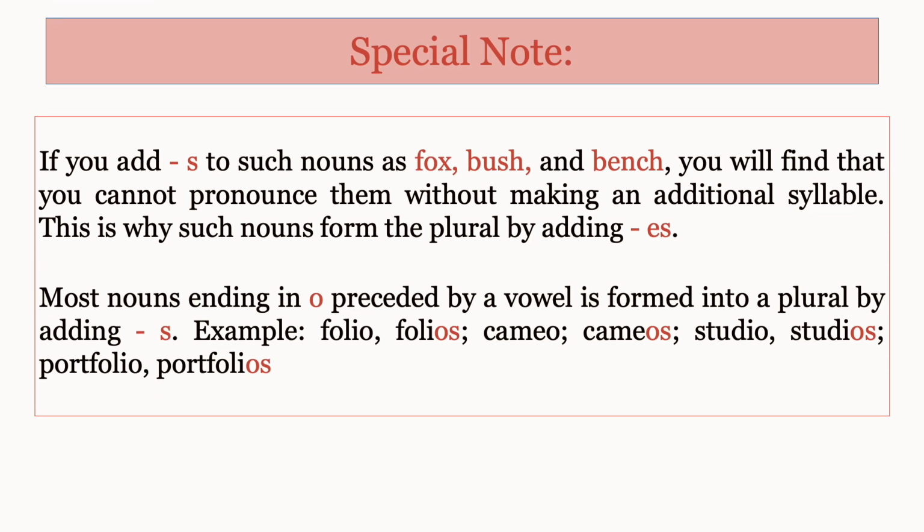Let's look at a quick special note on regular spelling. If you try adding a simple s to words like fox, bush, or bench, you'll find it phonetically impossible to pronounce it without adding an extra syllable. This is why these structures strictly require an es, so it becomes foxes, bushes, and benches.